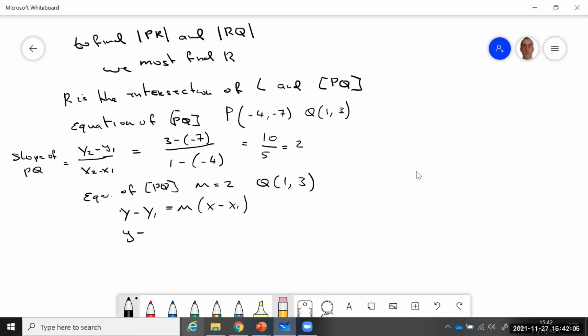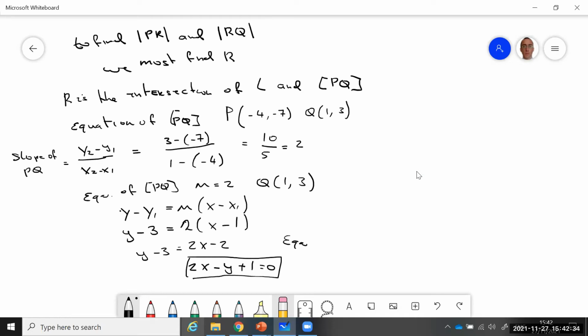Therefore, y minus 3 equals m, which we said was 2, by x minus 1. So that's y minus 3 equals 2x minus 2. Okay, and tidy that up, and you have 2x minus y plus 1 equals 0. So that is the equation of PQ.